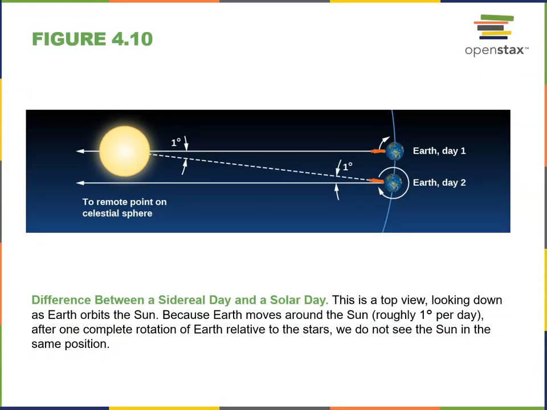A sidereal day is slightly shorter than a solar day. Because Earth rotates and revolves around the sun in the span of a day, the sun takes longer to reach the same position it started in 24 hours prior, because the Earth is rotating and moving. Therefore, a solar day is about 4 minutes longer than a sidereal day.